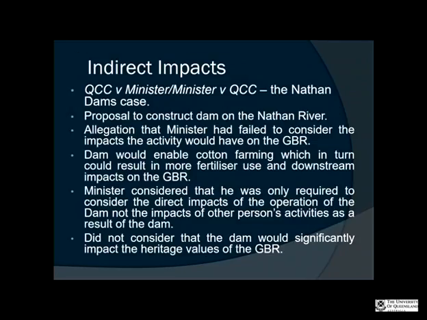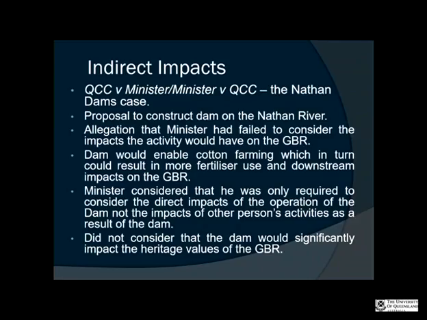Indirect impacts. This is one of the things that's quite important to understand. This was all to do with the proposal to construct Nathan Dam on the Nathan River. The allegation made by the Queensland Conservation Council was that the minister had failed to consider the impacts of building the dam downstream, so the impacts of the dam on the Great Barrier Reef.